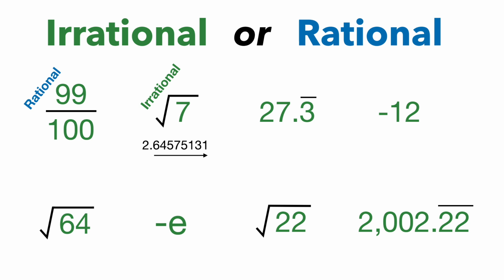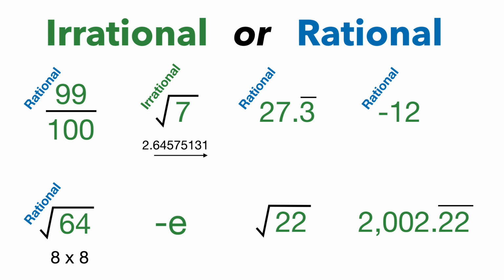So that is going to be an irrational number. Here we have 27.3 with that little dash over it, and that little dash means that 3 is going to go on for infinity. However, that is a consistent pattern of 3 going on for infinity. So because that's a consistent pattern, that means this is going to be a rational number. Here is an easy one, -12. You can also think about that as -12/1. That is going to be a rational one. Square root of 64 is going to be 8, because 8 times 8 equals 64. So those are whole number roots. So this is going to be a rational number.